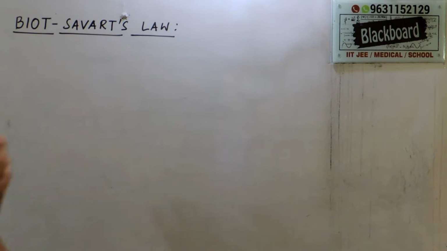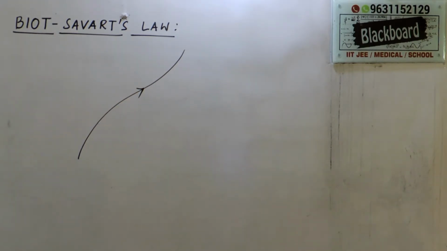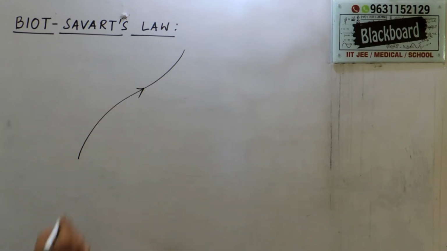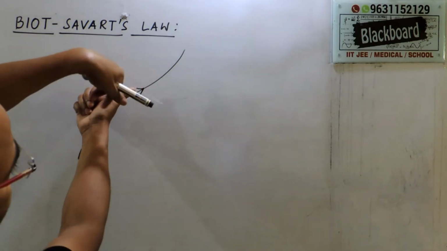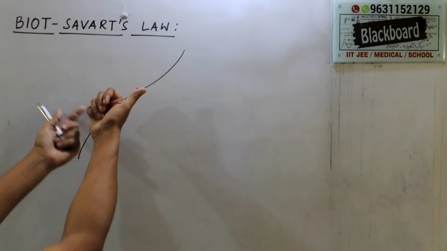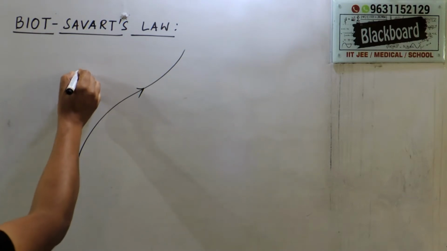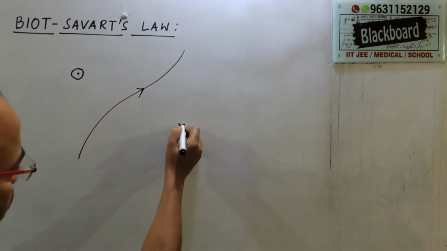Now let us see what is Biot-Savart's law. Let this be a current carrying wire, and we know from the earlier lecture that a current carrying wire always creates a magnetic field around it. If this is the direction of current, then using the right hand thumb rule, this will be the direction of magnetic field. That means the direction of magnetic field here will be above the plane, and here it will be below the plane.